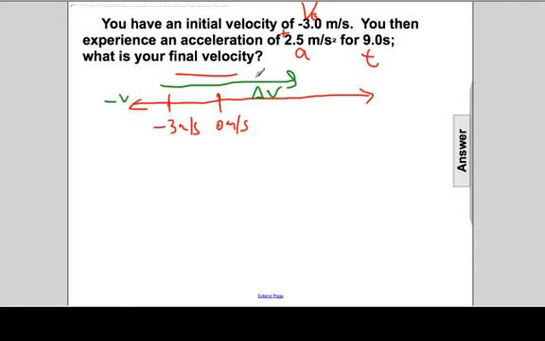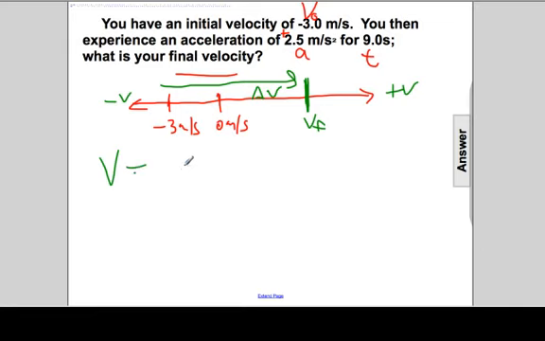Remember, this is negative V and this is positive V. That's unusual, a velocity number line, but if you accelerate with positive acceleration for this amount of time, your delta V is going to end up being, or your final V is going to end up being up there and be positive. Let's figure out what that final speed is.